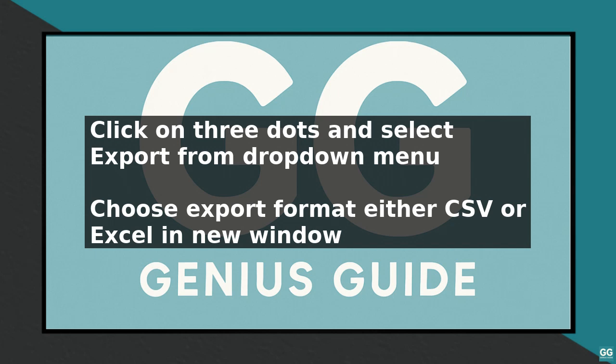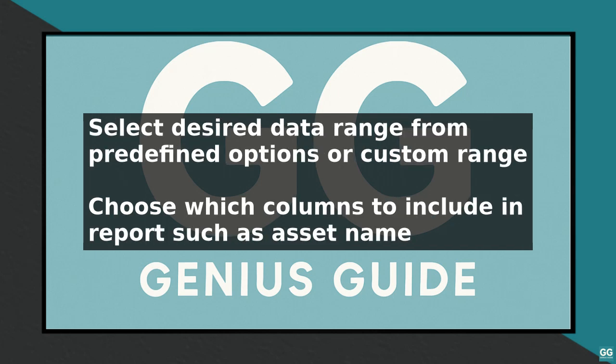using the calendar tool. After selecting the data range, you can choose which columns to include in the report. Debank allows you to customize the report to include various metrics such as asset name, balance, value, and price. Make your selections and click the Export button to generate the report.